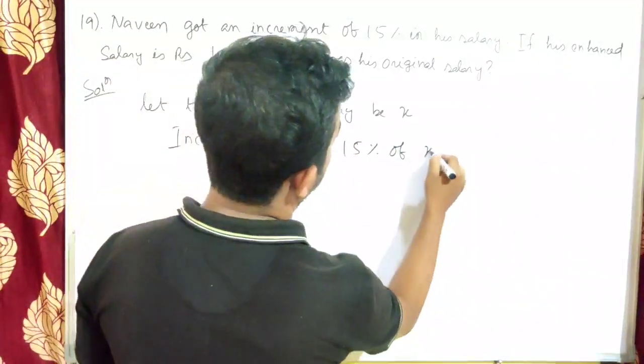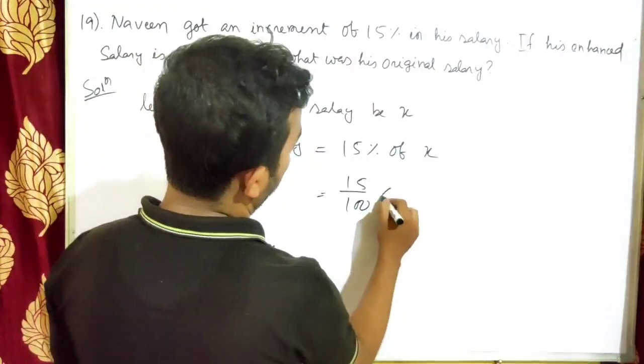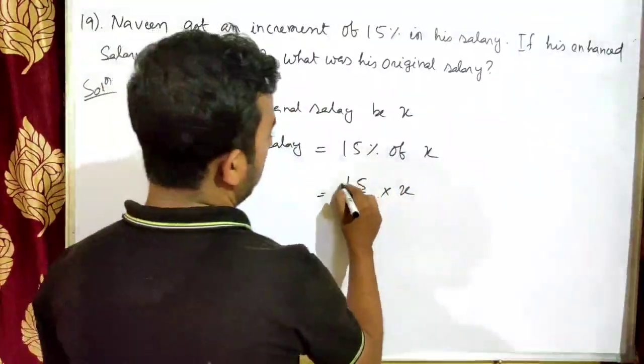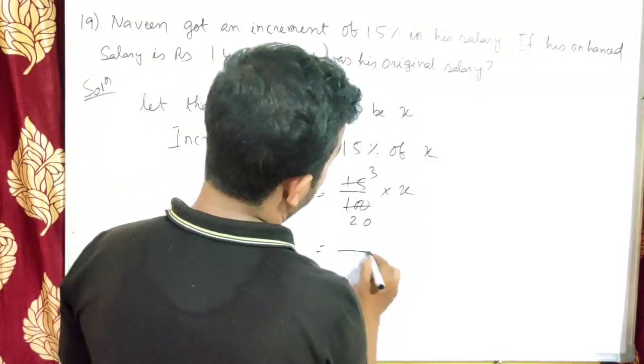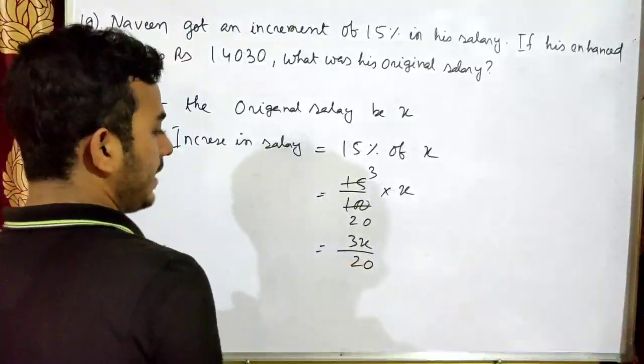15% of X. Okay, 15% means what? 15 by 100 into X. Now it can be cancelled with 5. 5 into 3 is 15, 5 into 20. So it is 3x by 20.